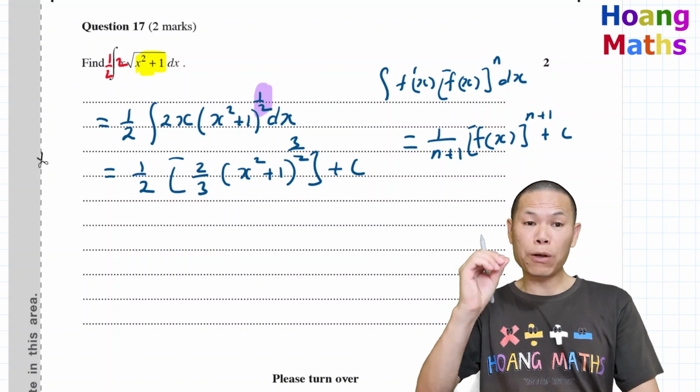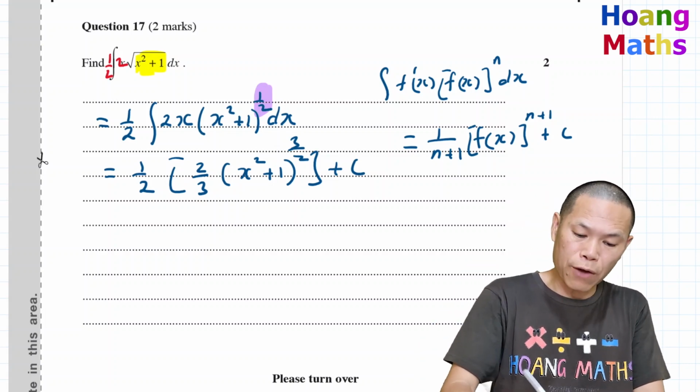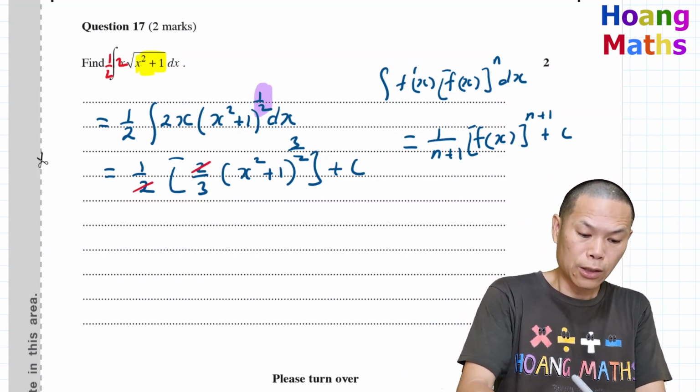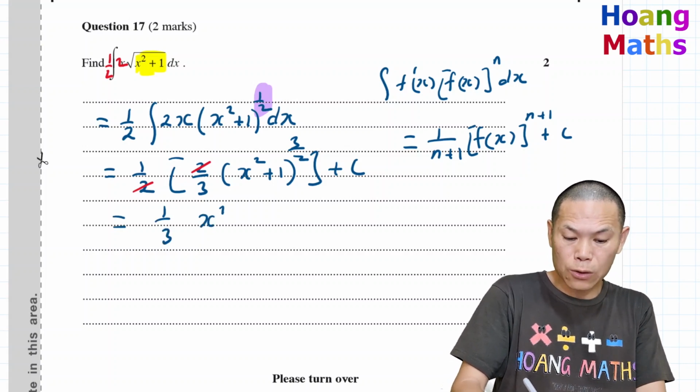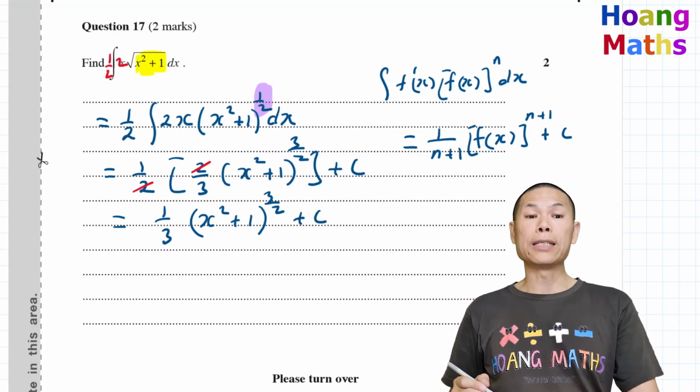Now I just simplify this. So to simplify this, that cancels with this, leaving 1 over 3. So the answer is a third, x squared plus 1 power 3 over 2, plus c. So that is the answer.